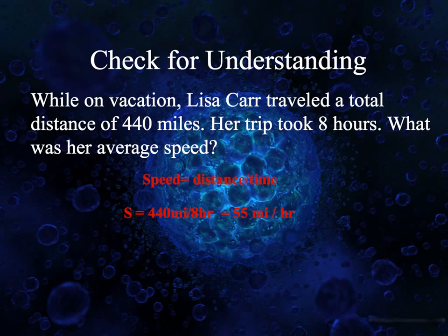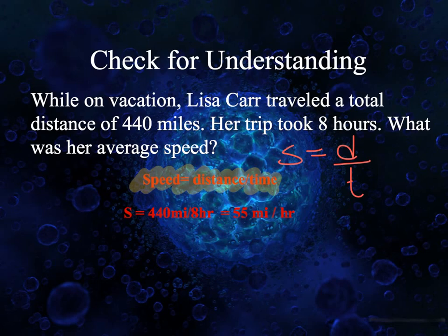Now, our first example says, while on vacation, Lisa traveled a total distance of 440 miles. Her trip took 8 hours. What was her average speed? In order to do this, you need to know your speed equation, and that speed equation is given to you right here. Speed equals distance divided by time. Now remember, we can abbreviate that: S equals D divided by T.